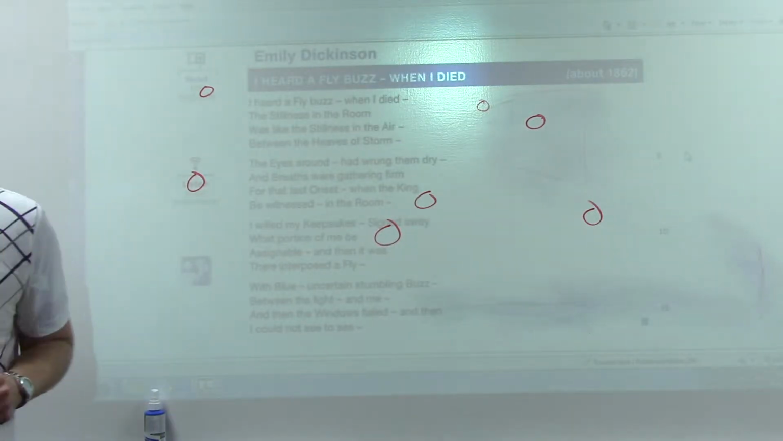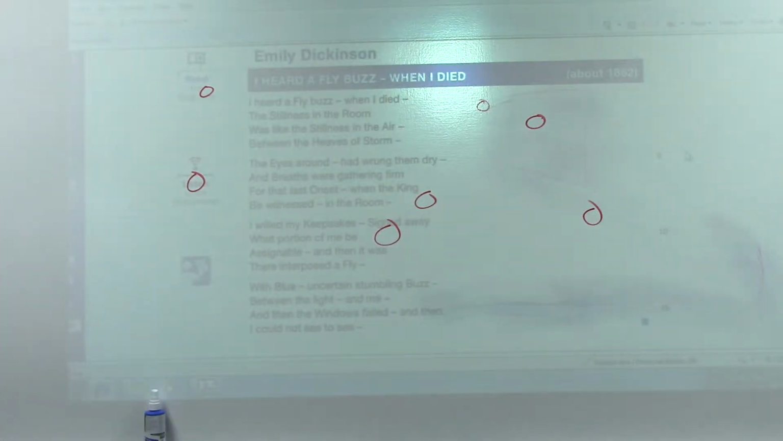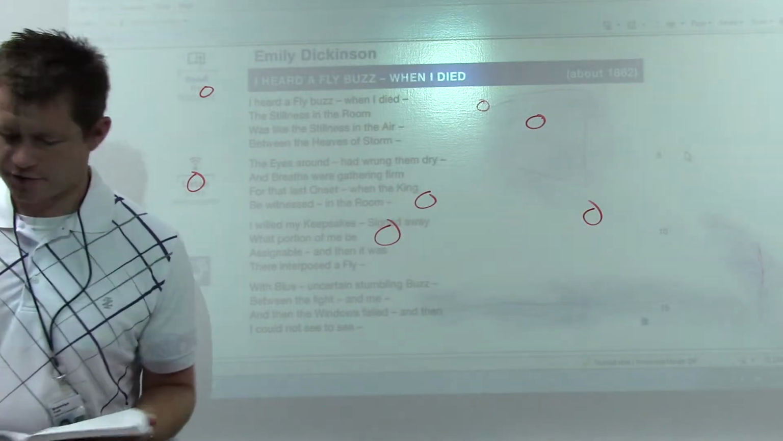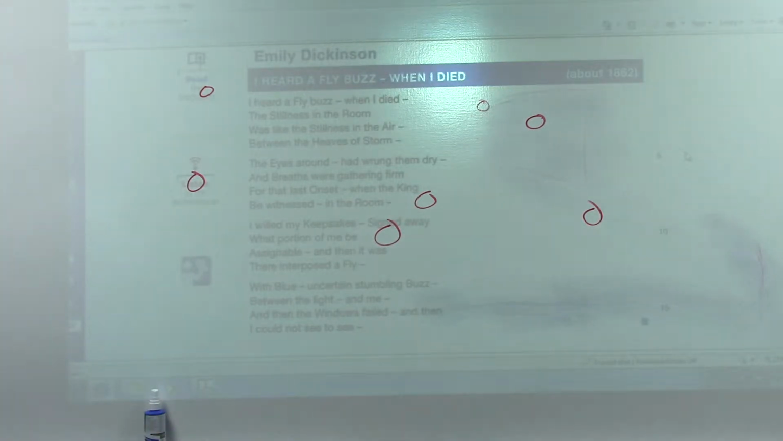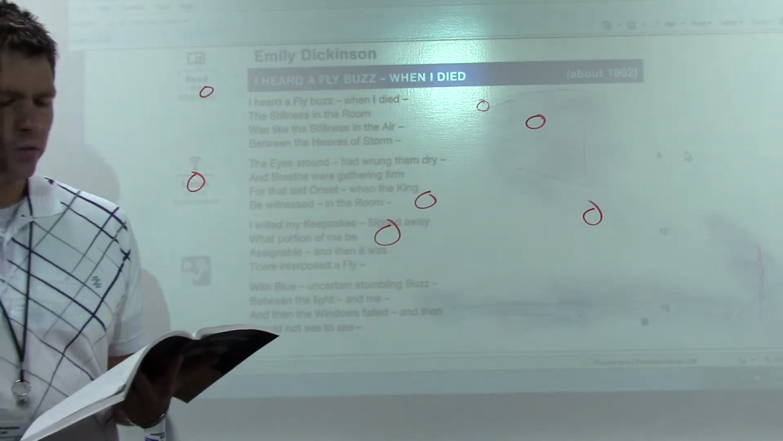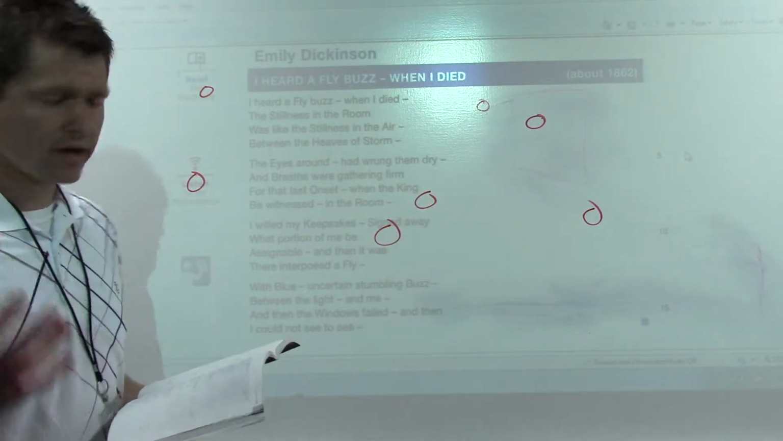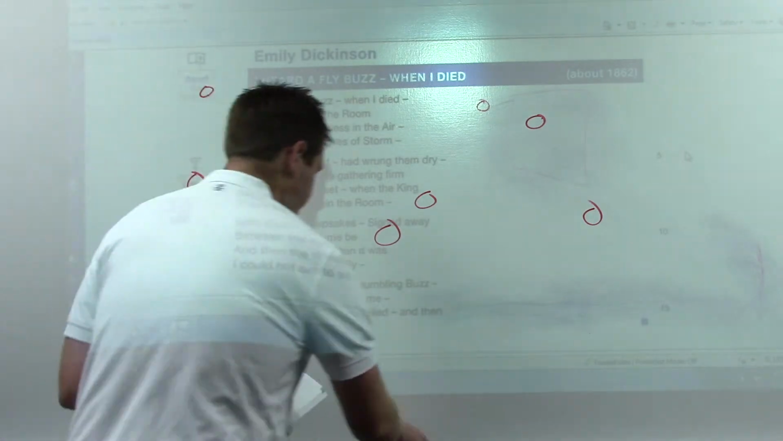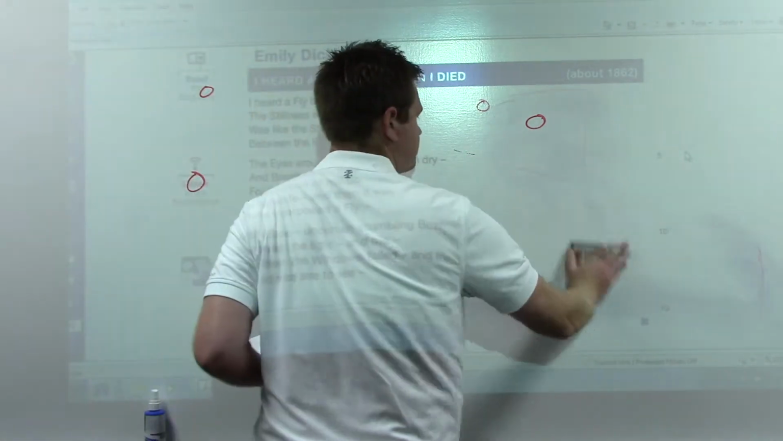So here, this is "I Heard a Fly Buzz When I Died," which is on page 1005 in your text. And I'll just go ahead and read the whole thing. I heard a fly buzz when I died. And now we have the dashes, right? So the dashes are something that we could talk about. They're a piece of punctuation.